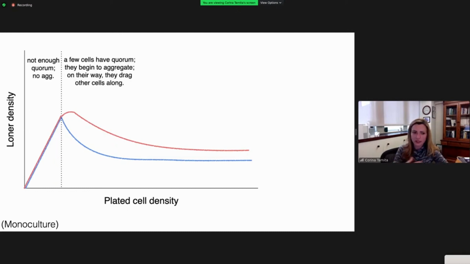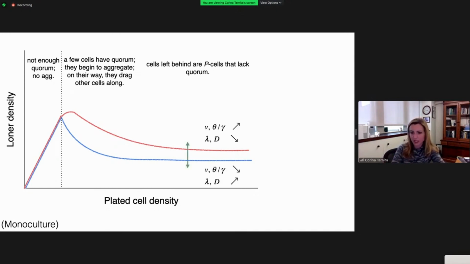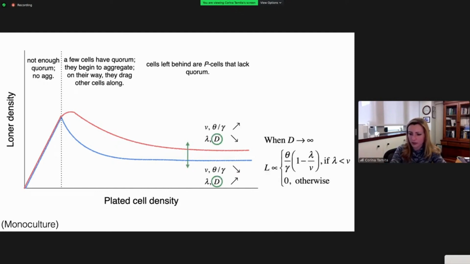Eventually aggregation proceeds, but too few cells begin to aggregate because they're still too sparse, and so there's some intermediate inefficient area. And then eventually there's a plateau, and the cells that are left behind are P cells that lack quorum. And we did this both with simulations that were spatially explicit, but we also were able to do a spatially implicit calculation in the limit of high diffusion rate. We can actually prove that such a plateau exists, and we can calculate that plateau. So we can calculate the number of loners, and it looks like this.